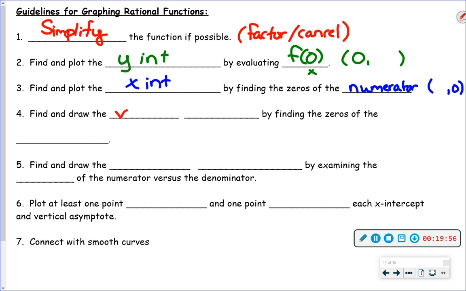I do the vertical asymptote by setting the denominator to 0. So by finding the zeros of the denominator, the bottom.